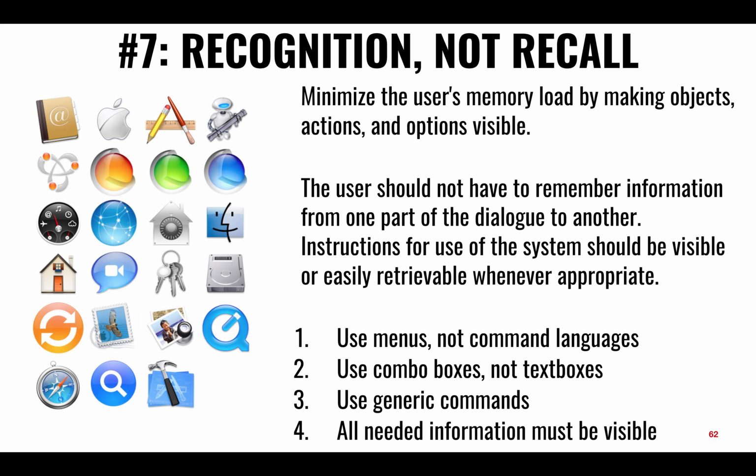Another one is how much you tax the user's memory by having them remember things, right? They might need to make a decision based on remembering how they got here, or what they were doing. The application only gives you information about the current task, but doesn't give you any context of where you are. Maybe you looked away to talk on the phone, and then came back and you don't remember where you are, and the application doesn't give you any context.